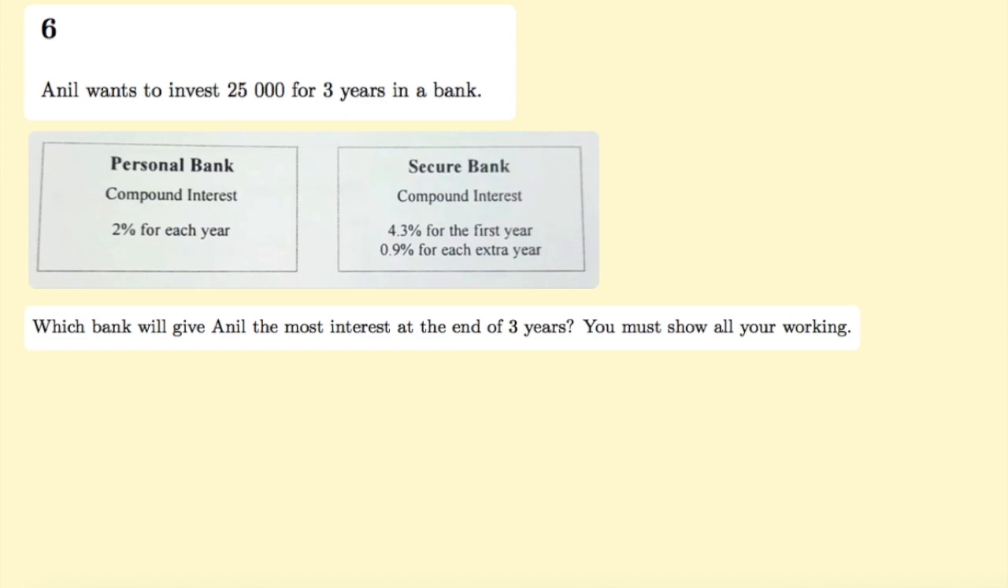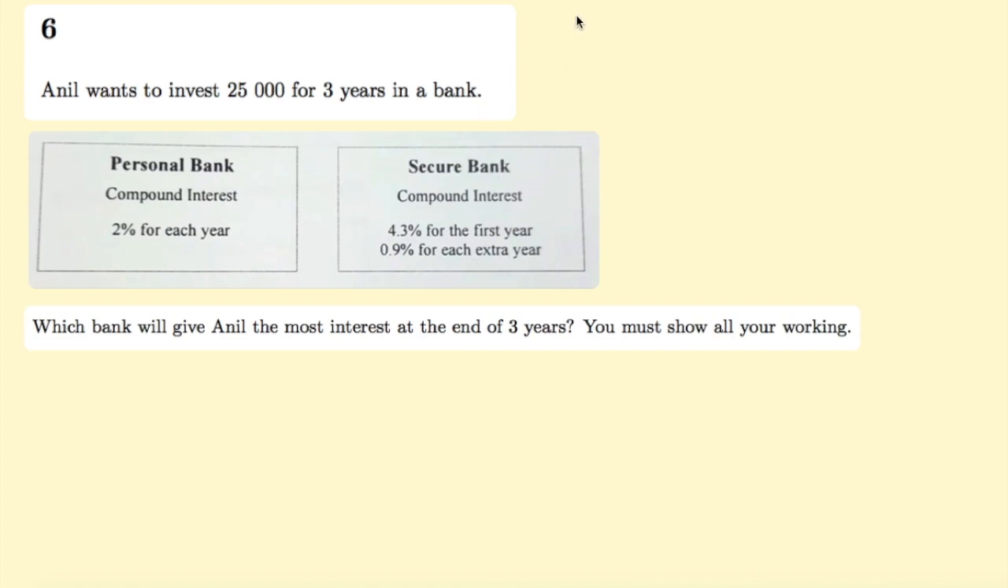Question 6 says, Anya wants to invest £25,000 for 3 years in a bank. It gives you these details for personal bank and secure bank, and then it asks which bank will give Anya the most interest at the end of 3 years. You must show all your working. Personal bank has 2% for each year using compound interest, and secure bank is again using compound interest at 4.3% for the first year and 0.9% for each extra year.